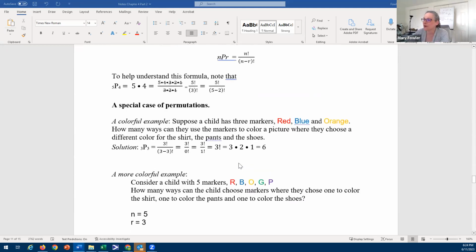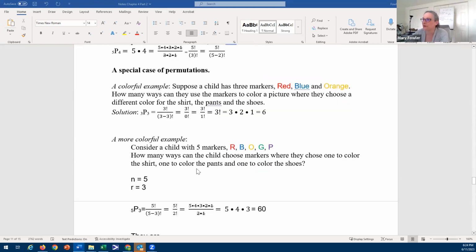Okay, so I want to bring forward a colorful example. So we're back to children and markers, but suppose a child has 3 markers, and they are a red marker, a blue marker, and an orange marker. How many different ways can they use the markers to color a picture where they choose a different color for the shirt, the pants, and the shoes?